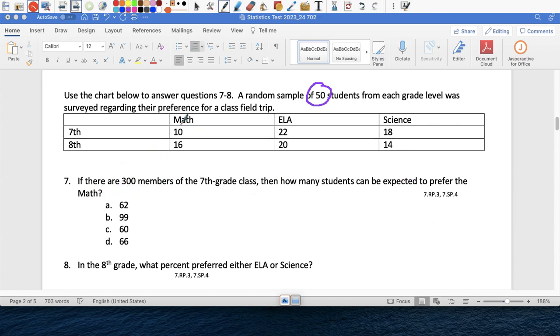Well, in math it is 10 out of 50, right? 10 out of 50. We're going to take that and multiply that by 300. If you do that in your calculator, it gives you 60.